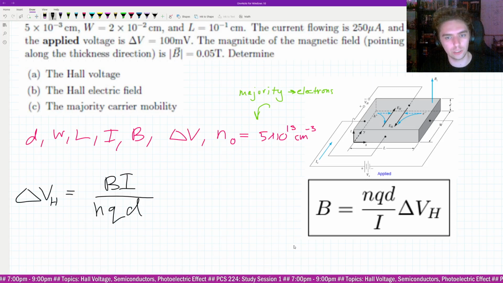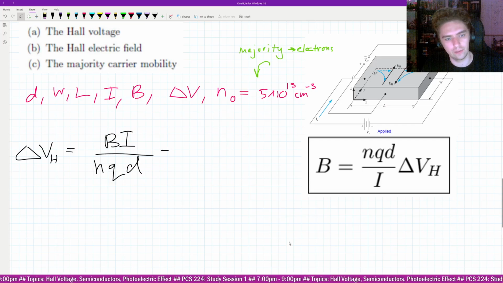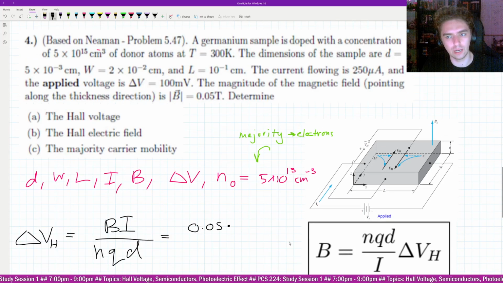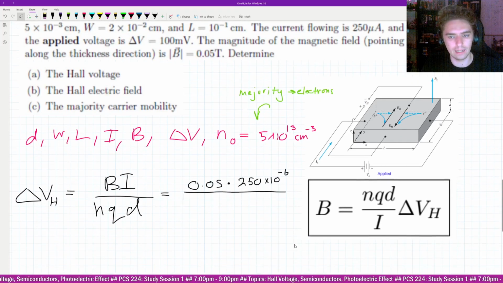Again, D is the width in the direction of the magnetic field. N is the concentration of the majority charge carrier. So we can plug everything in. This is going to be 0.05 Tesla, but I can leave the Tesla out. We know we're in Teslas. And then current is going to give you 250 microamps. So that's 250 times 10 to the negative 6 amps over N, our concentration of our majority charge carrier.